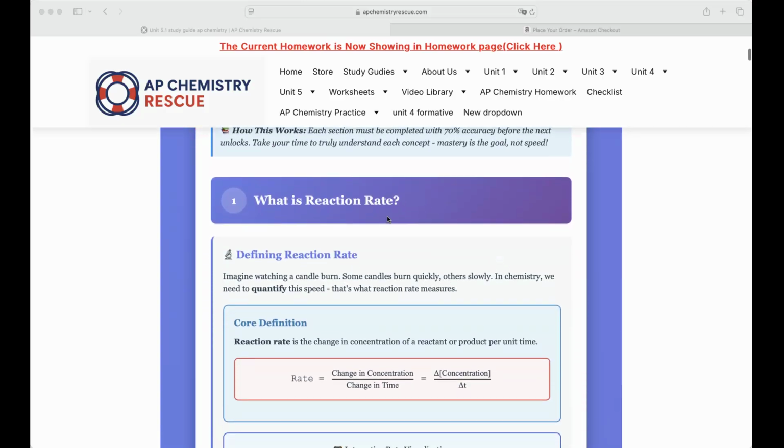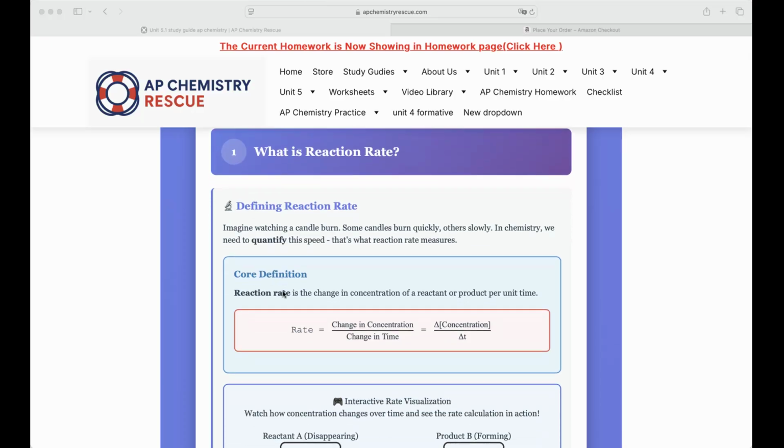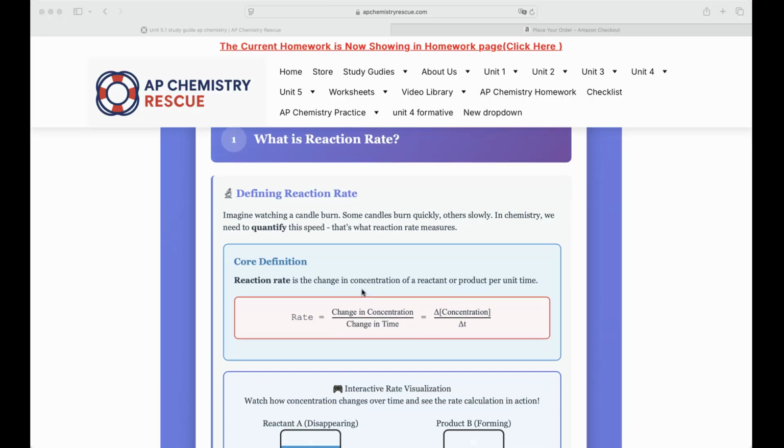What is a chemical reaction rate? The rate of the reaction, we'll know if we imagine watching a candle burning. Some candles will burn quickly, others slowly. In chemistry, we need to quantify this speed. That's what the reaction rate measures. Reaction rate is the change in the concentration of a reactant or product per unit time: how much the reactant decreases or the product increases per unit time.